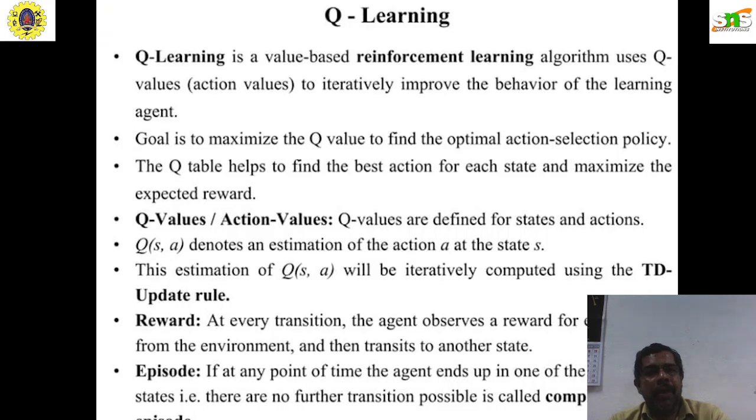The Q learning algorithm uses the Q values, that is the action values, to iteratively improve the behavior of the learning agent. Before that, we have to look over what Q learning is. Q learning is a machine learning approach that enables a model to iteratively learn and improve over time by taking the correct action. Q learning is a type of reinforcement learning, as I said earlier.